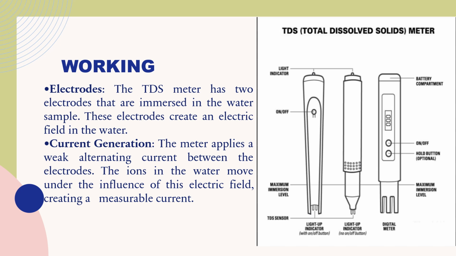Ion movement and current generation. Dissolved solids in water, such as salts and minerals, exist as charged ions, cations and anions. When the electric field is applied, these ions move. Positively charged ions move towards the negative electrode and negatively charged ions move toward the positive electrode. This movement of ions generates an electrical current in the water.